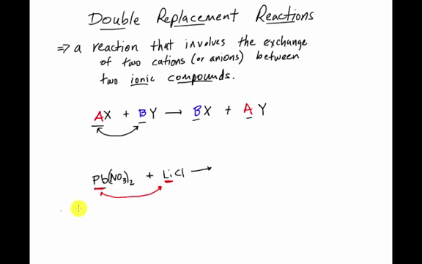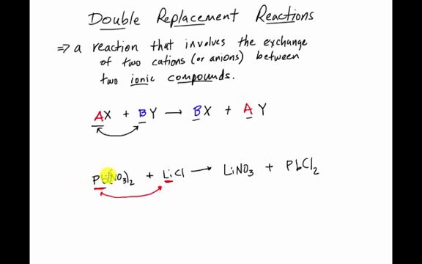So the trick here, though, is to watch the charges. One thing that happens when you write the products is that the charges on these ions do not change. Lithium now takes the place of lead, and lithium has a positive 1 charge because it's a lithium element. So we get lithium nitrate plus lead chloride. Lead has a 2+ charge based on the 2 here, and the chloride is a -1 charge because it's a halogen, and then we balance the equation.